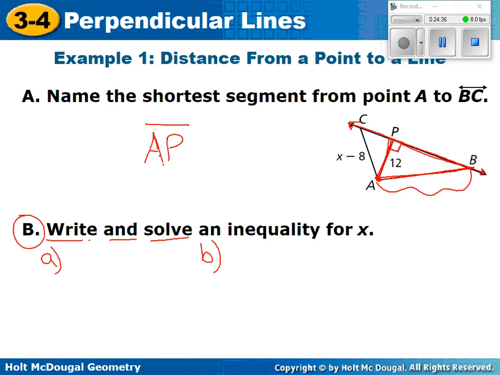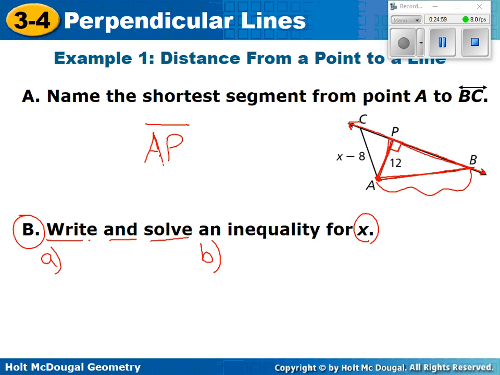Equation has an equal sign. Okay, what do inequalities have? So what's in place of the equal sign? Greater than or less than. So there's going to be a greater than or a less than sign in an inequality. So anytime it says write an inequality, you need to be thinking I need a less than or a greater than symbol. They want you to write an inequality for x.